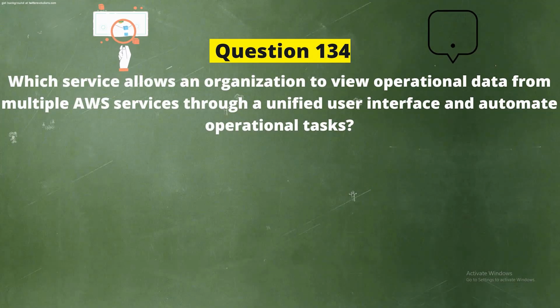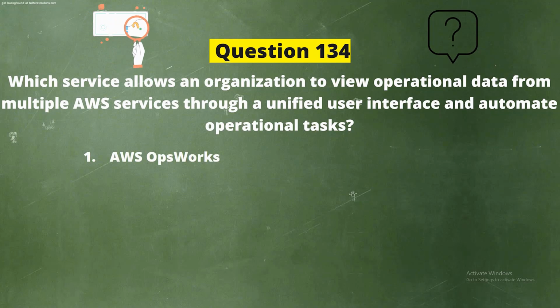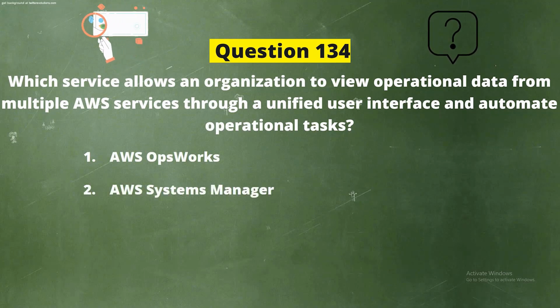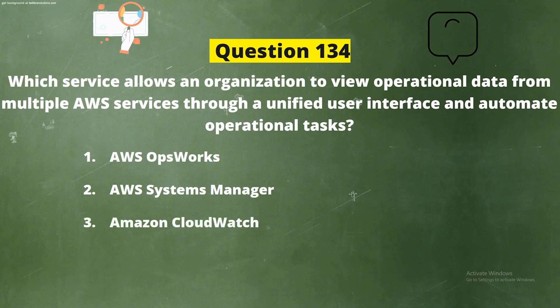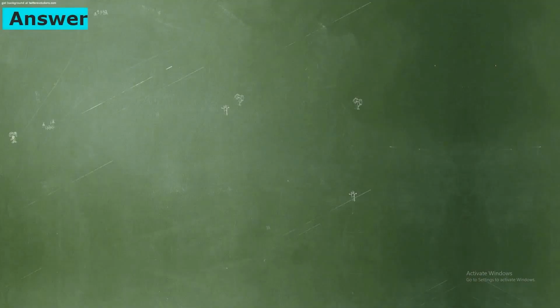Next question. Which service allows an organization to view operational data from multiple AWS services through a unified user interface and automate operational tasks? And the options are: Option 1. AWS OpsWorks. Option 2. AWS Systems Manager. Option 3. Amazon CloudWatch. Option 4. AWS Config. And the correct answer is Option 2.